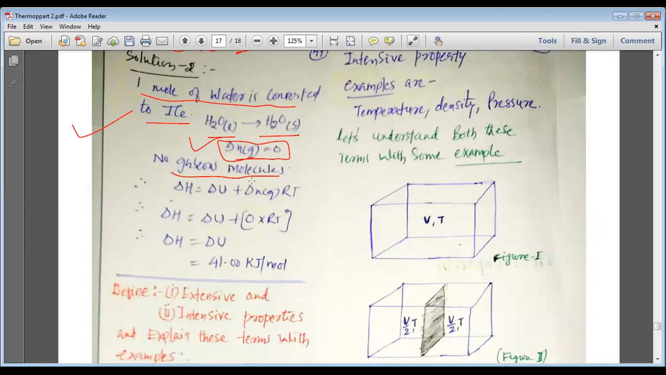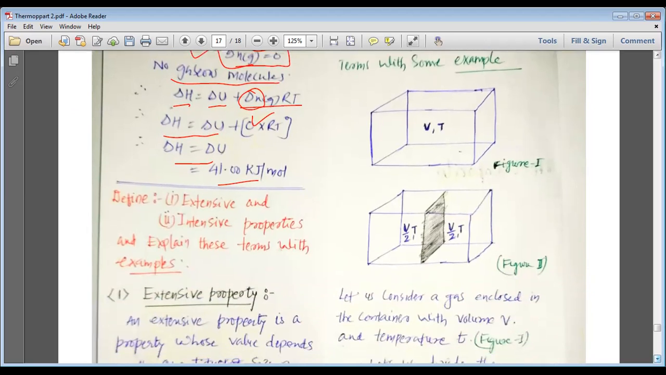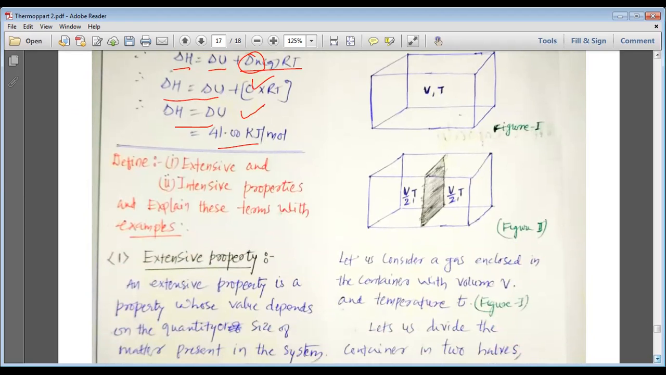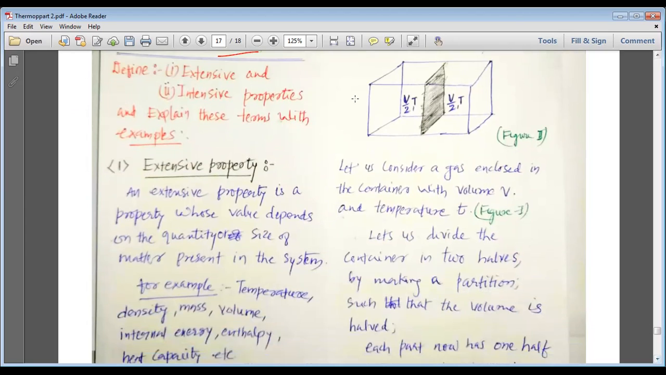So no gaseous molecules are involved, and that is why delta H is equal to delta U plus delta n gas RT. We know that the value of delta n gas is 0, and that is why delta H is equal to delta U. And that is why delta U is also equal to 41 kilojoule per mole. So with this example, my dear students, we truly understand the difference between delta H and delta U, and we can understand that the difference between the change in enthalpy and the change in internal energy is only meaningful when gaseous reactants or products are present during the chemical change.